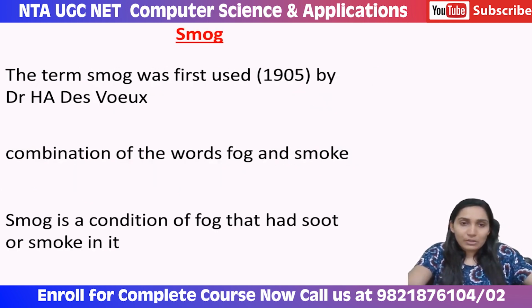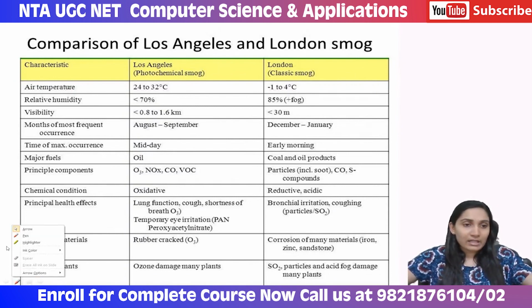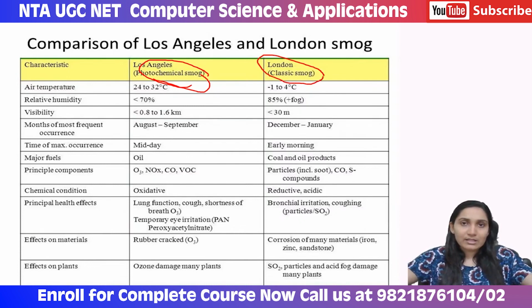Then we discussed about smog. So smog is fog plus smoke, and we discussed two major types of smog. One is the photochemical smog and also the classic smog. So this is very important, the difference between the photochemical smog and the classic smog. You can just go through the chart once again. Quickly you can go through.